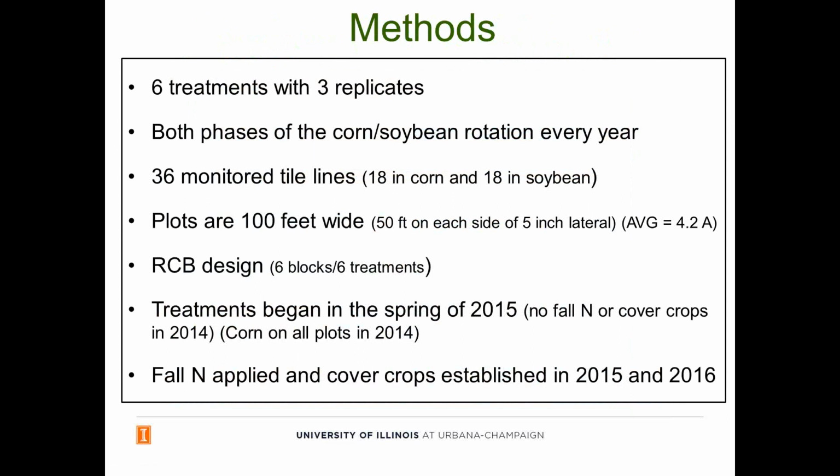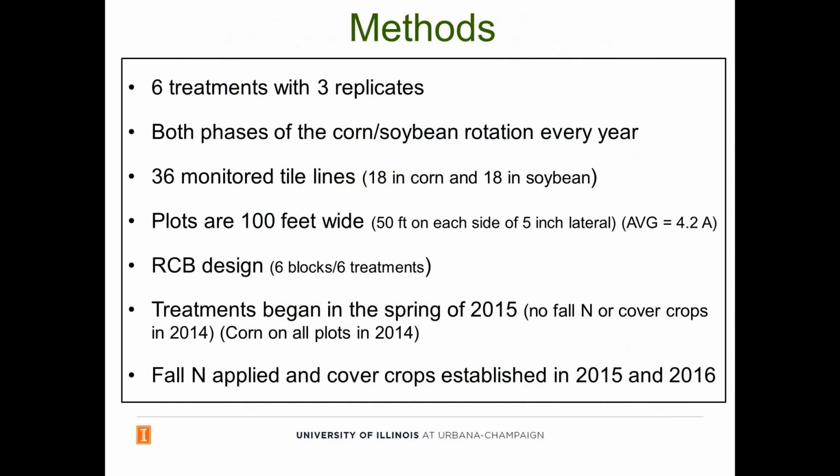So the methods briefly, we have 6 nitrogen treatments or nitrogen systems, and there's 3 replicates. Plus we have both phases of the corn and soybean rotation. So we've got 18 tiles monitored from corn and 18 from soybean. So we're looking at 36 monitoring stations on one farm.